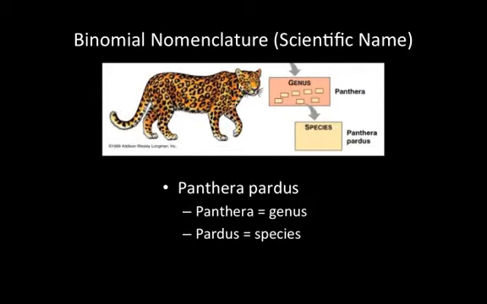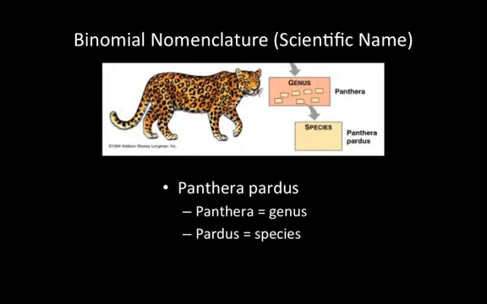Binomial nomenclature, or the scientific name, allows us to identify organisms through their specific names, such as in this case we have the panther, which is labeled Panthera pardus, where Panthera is the genus of the organism, and pardus lets us know that that's the specific species. No other organism will have the name pardus, but a few other organisms will have the name Panthera because some other species will be part of the genus Panthera.